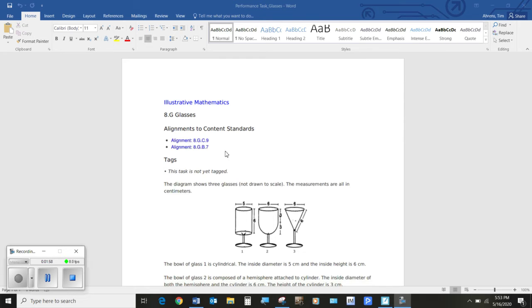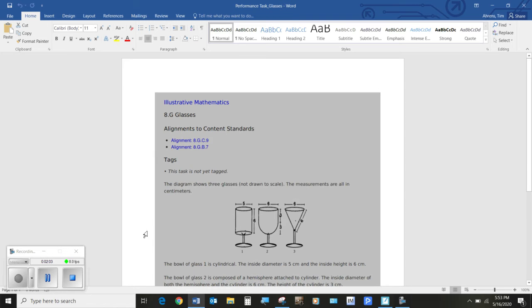So this, you can print off these directions. What is going on here?